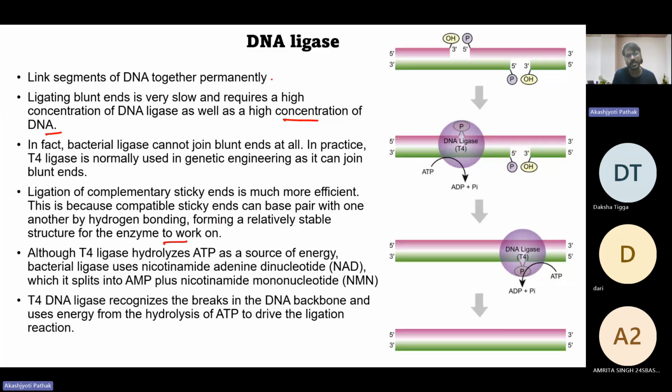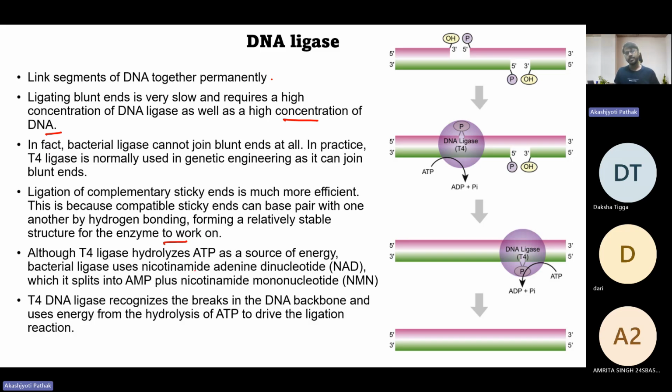So that is what I was explaining. If they already have sticky ends, then the two DNA ends which are complementary to each other will come together because of these hydrogen bonds. And because they come together, the ligase can work more efficiently. But this is not the case when we are trying to clone a DNA having blunt ends with our vector.